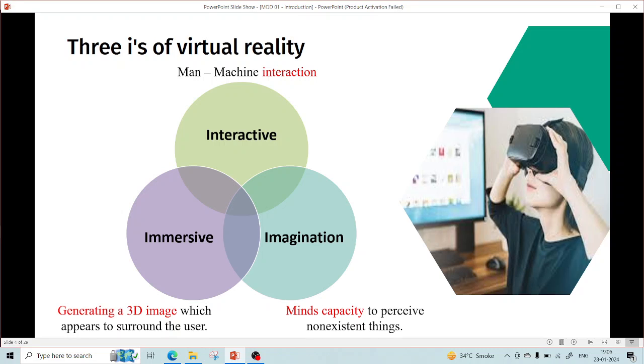So these are the three I's of virtual reality, or maybe the three pillars, on which your virtual environment or application will focus: it should be interactive, it should be immersive, and it should have imagination. So this is all about this video.